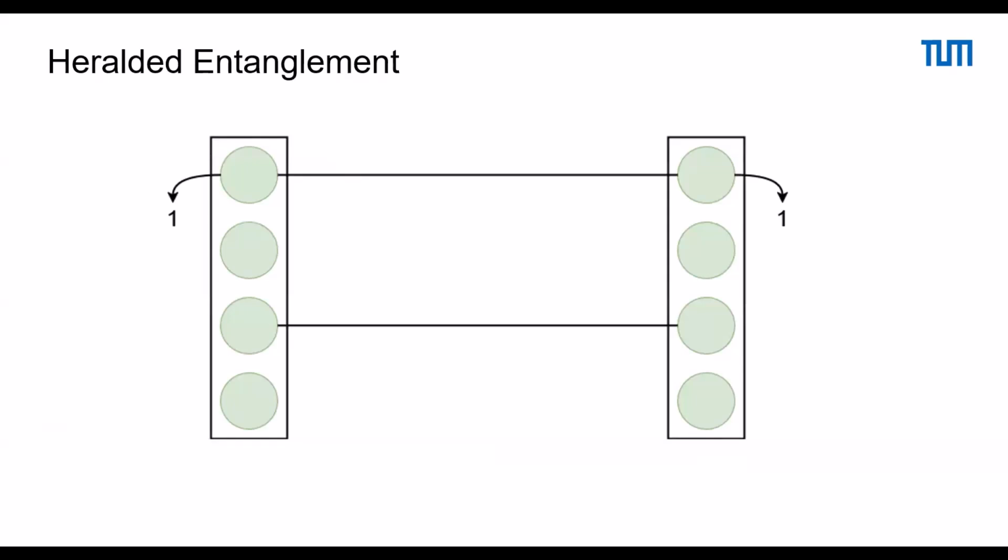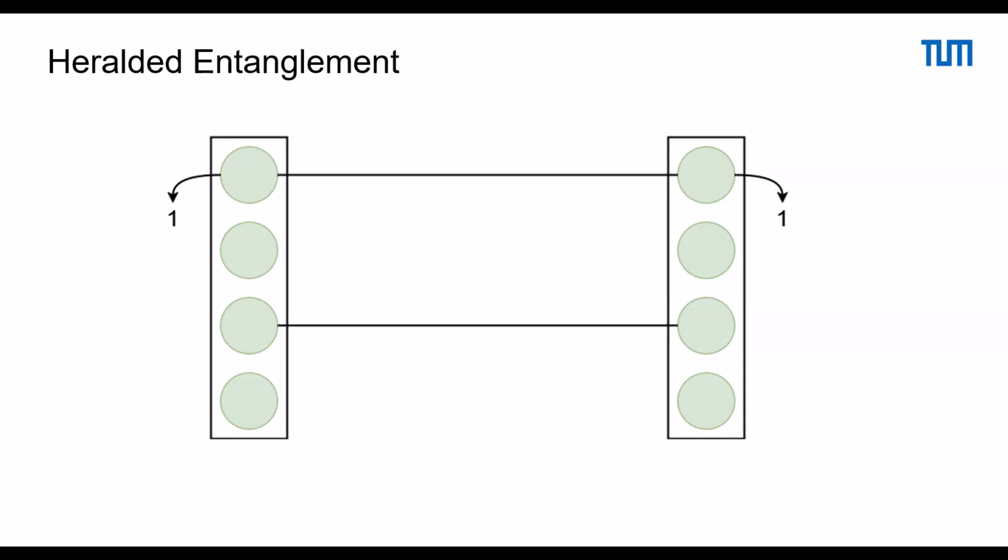To get to what is heralded entanglement, this is one of the biggest contributions to the network on the physical layer. We need to make sure that when we have a qubit, for example, in the left memory here, it is entangled with a qubit in the right memory, and we also need to know that they are entangled. And the remainder of this talk is about how we can do that. How can we, from a network perspective, make sure that we have entangled qubits in our memory?